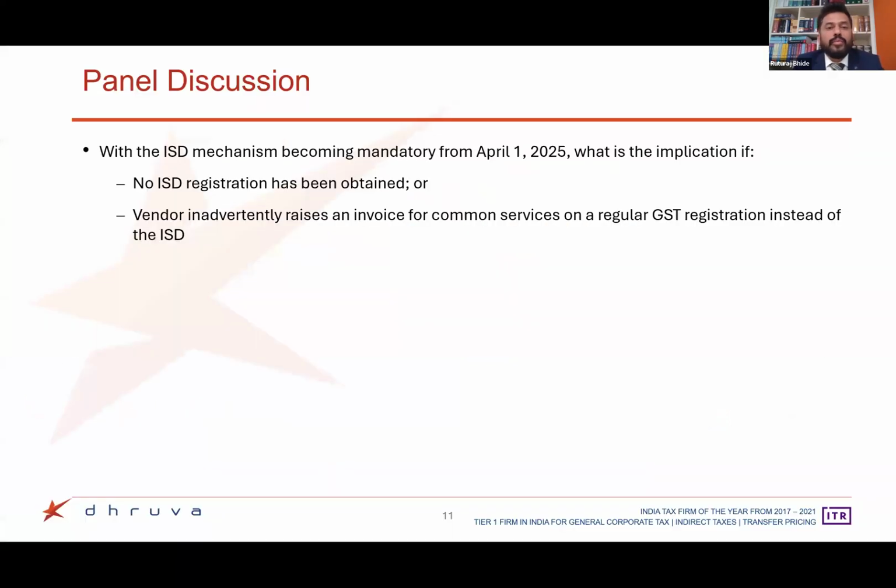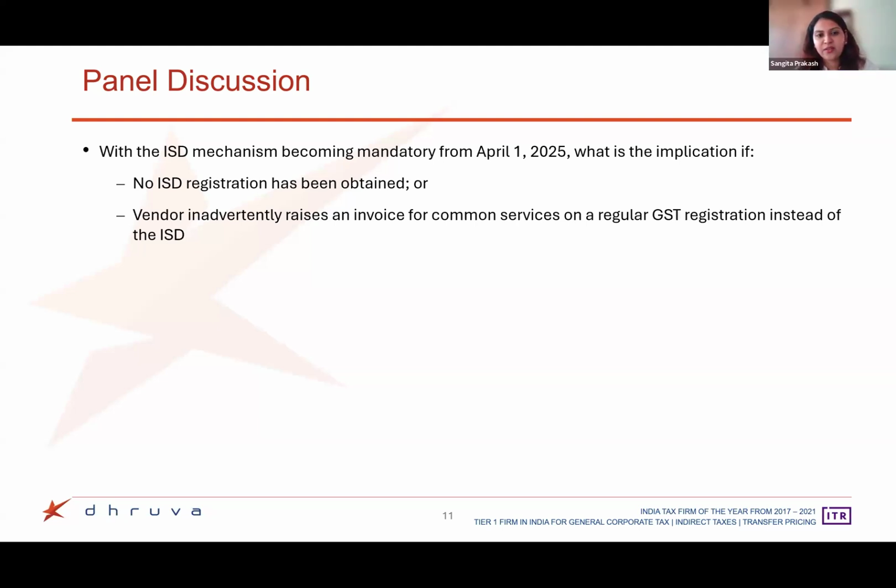Now, first, I have a question for Sangeeta. This is really a foundational question, and I'm sure this question is on the minds of many of our participants. We know that the ISD mechanism has become mandatory from the 1st of April. Having said that, it could be possible that many of the companies have not yet obtained ISD registration, or we can have a situation where vendors are still raising invoices on the regular registration instead of raising invoices on the ISD registration. So, Sangeeta, what are the implications in such cases?